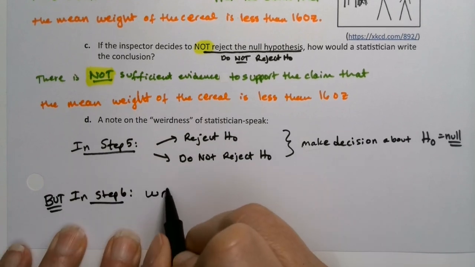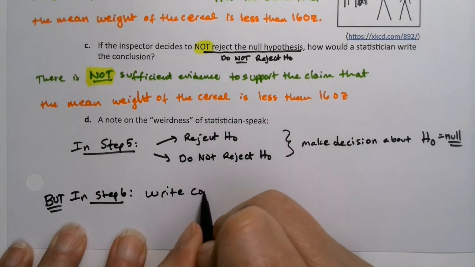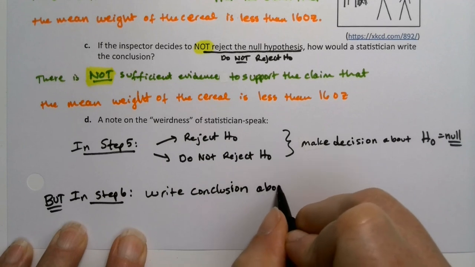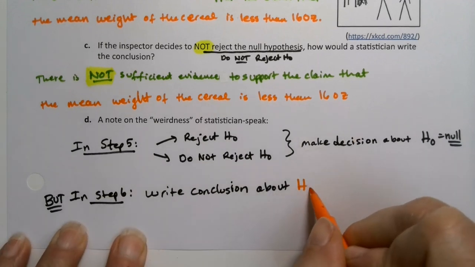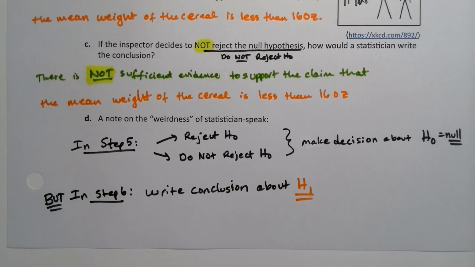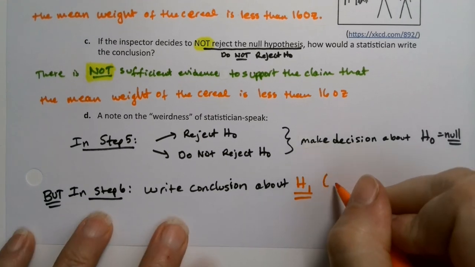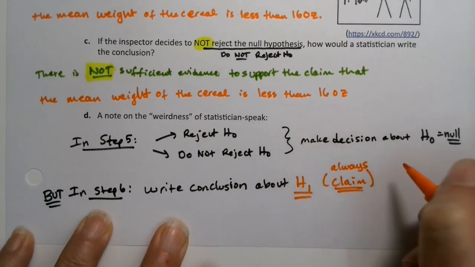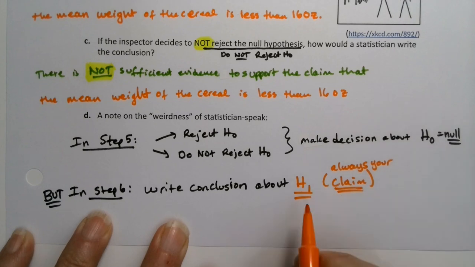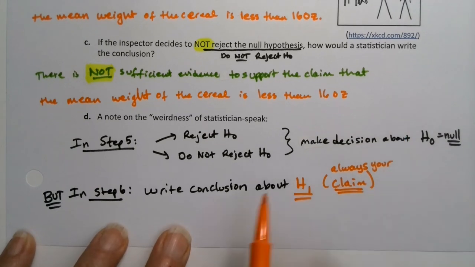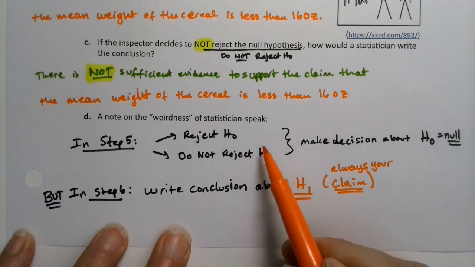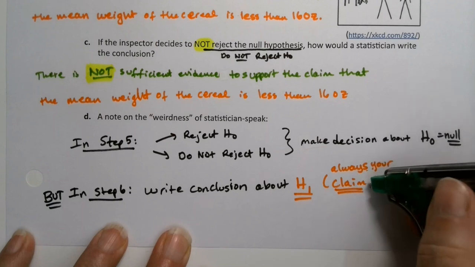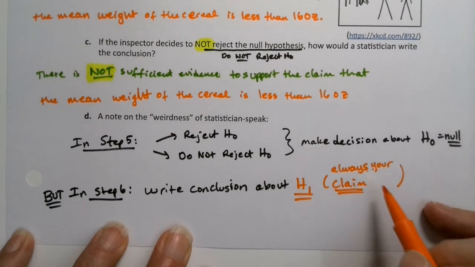But in step 6, we're writing the conclusion about H1, the alternative. So that's a little bit strange because the alternative is always going to be your claim, right? Always. So for us, your claim is going to be about H1. So when you decide to reject H0, then you're saying you have enough to support your claim. If you do not reject H0, then you do not have enough to support your claim. Everything's about trying to support the claim you're making, and that claim will always be in your alternative hypothesis.